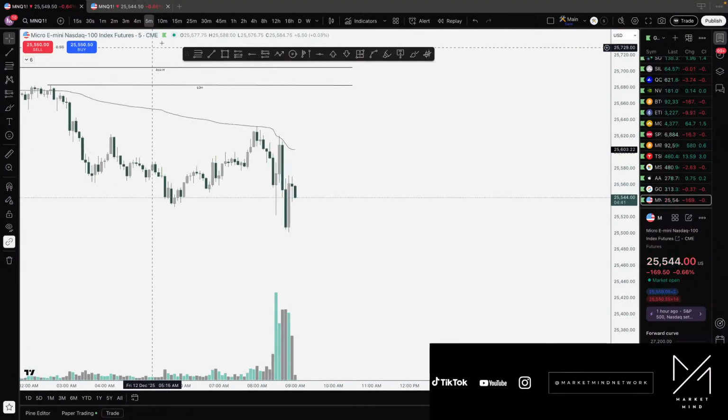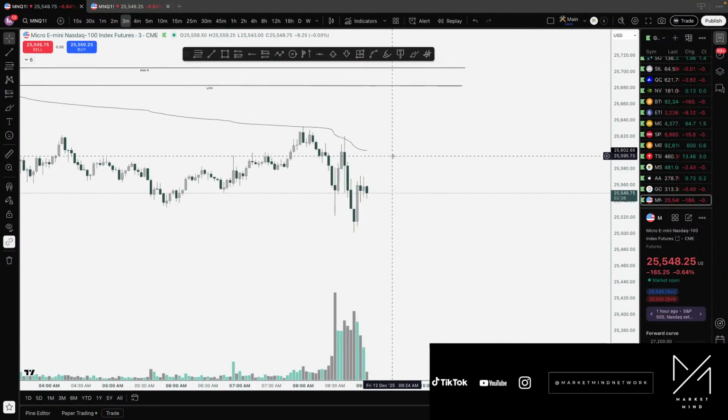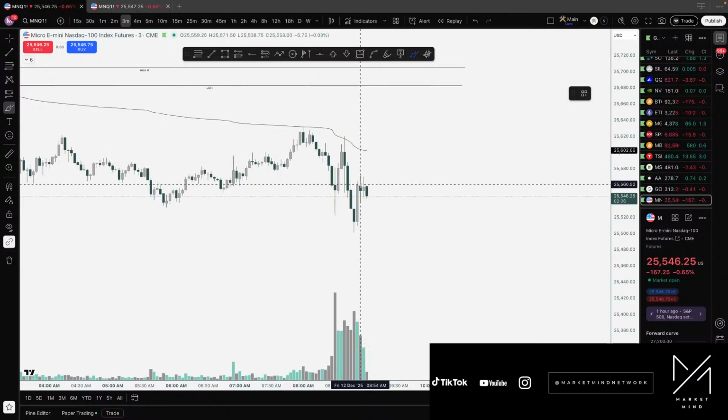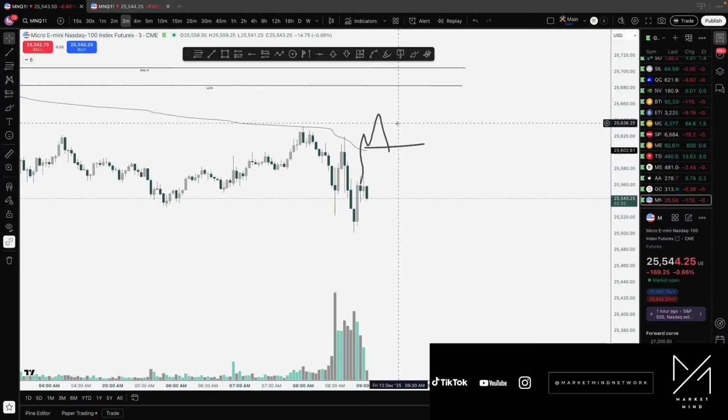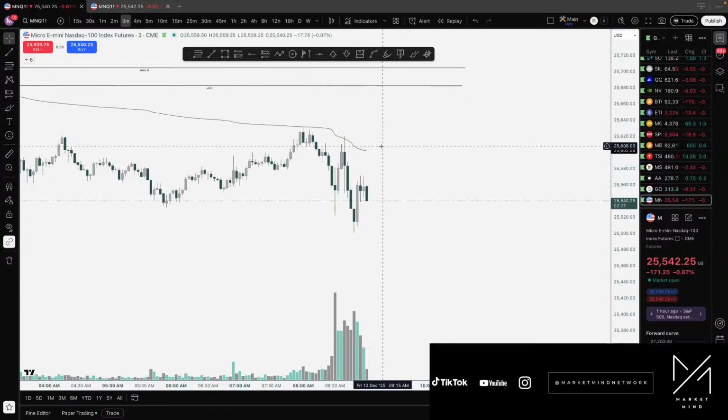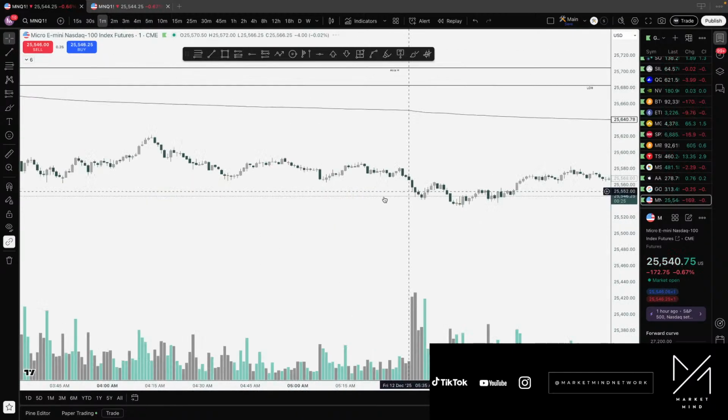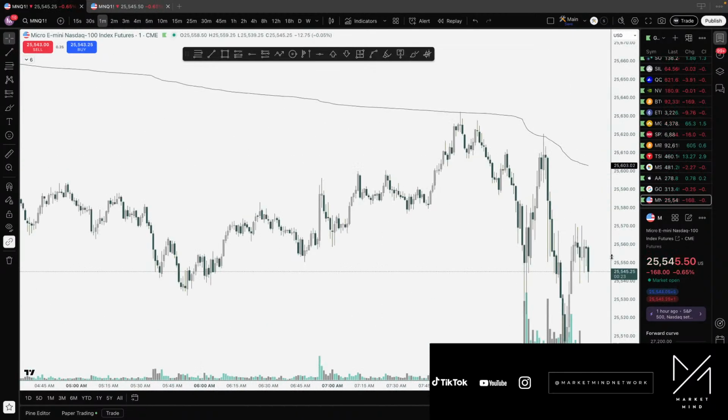I'm not longing any of this unless we're above VWAP. That's my criteria. If we reclaim VWAP and we're above VWAP, I'm longing it. But if we can't get above VWAP, there's no long. Right now it's shorts for me. I don't see anything that says it's time to long.